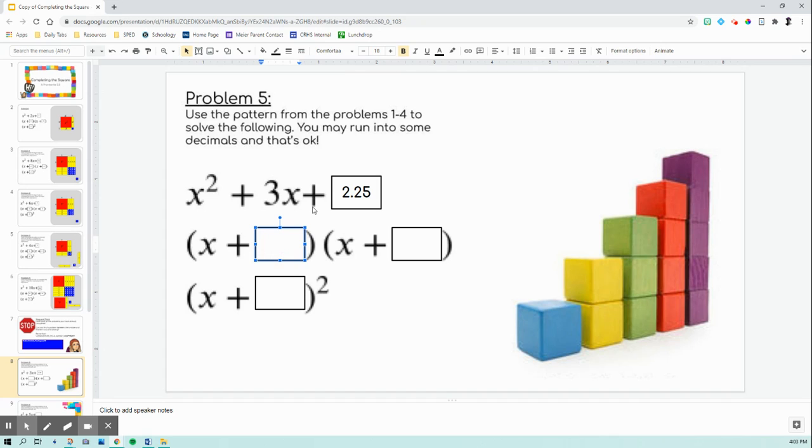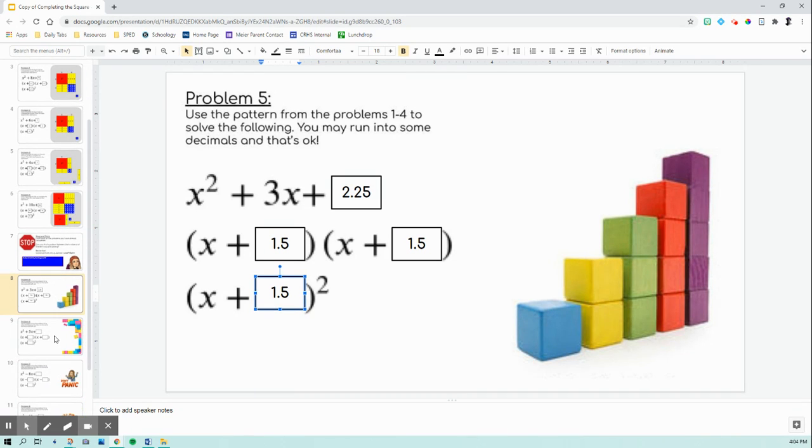So then if we were able to create a square of algebra tiles using fractions, we would have 1.5 on each side, across the top and down the side, because remember we had to take that b value and divide it in 2 for those yellow rectangles. So then we can rewrite that as x plus 1.5 squared.